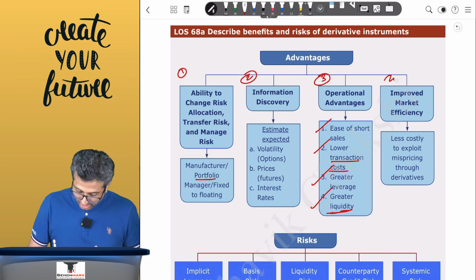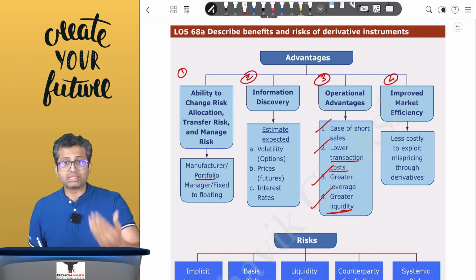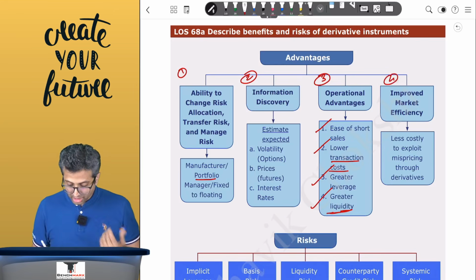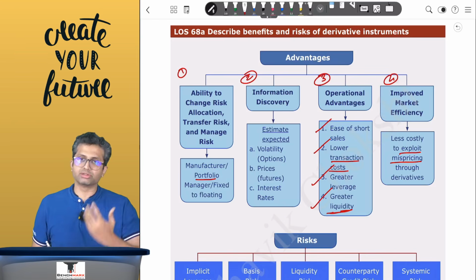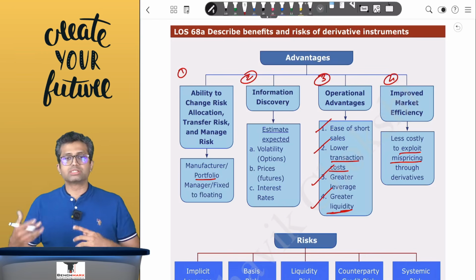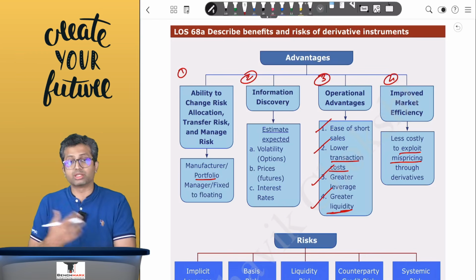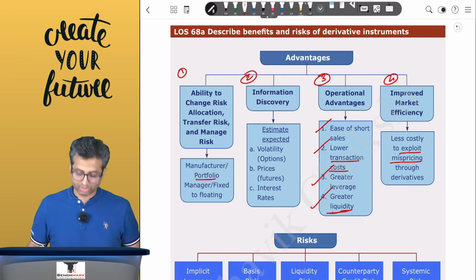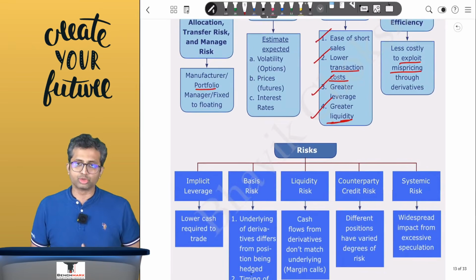Next is improved market efficiency. Because it is relatively less costly to even enter into a short position, this gives me a much better way to exploit mispricing using derivatives. Because it is easier to take a short position, you can take positions in larger quantities because of the leverage, etc., and hence this is a much better way to use derivatives.